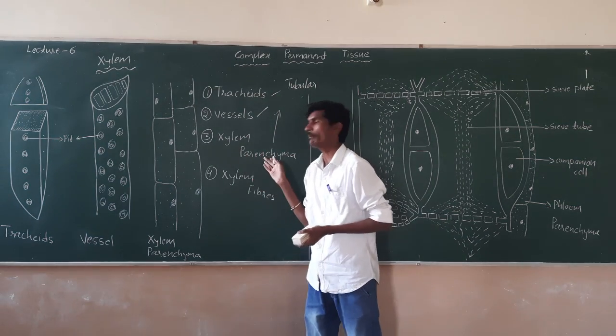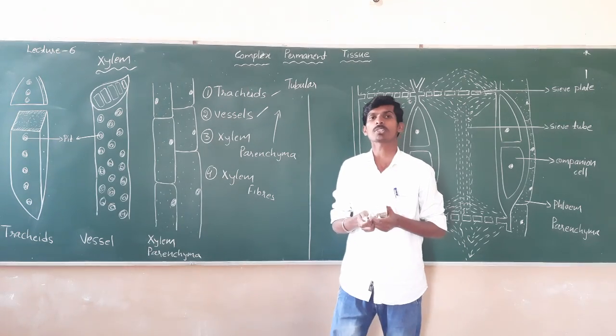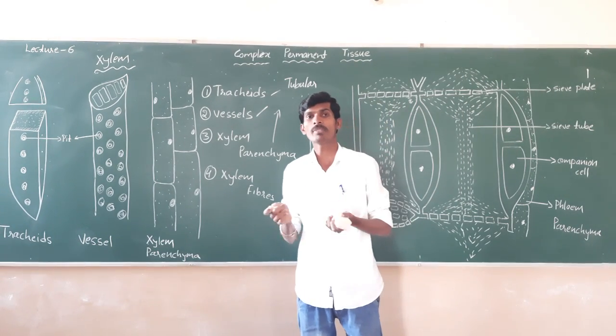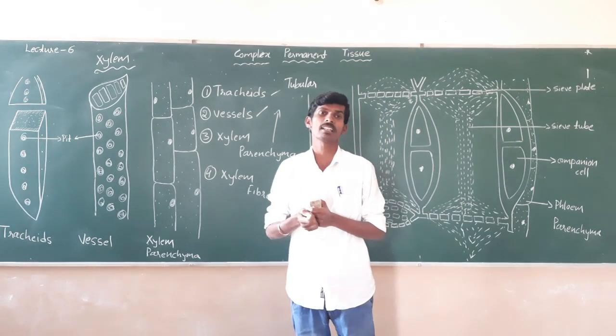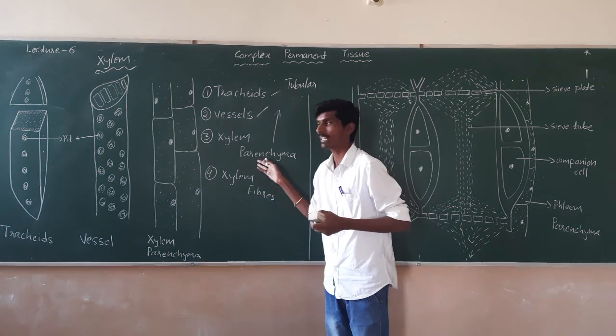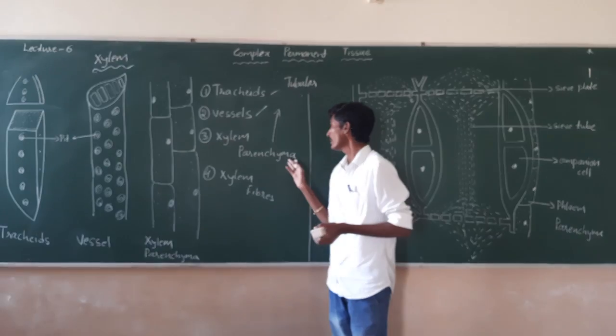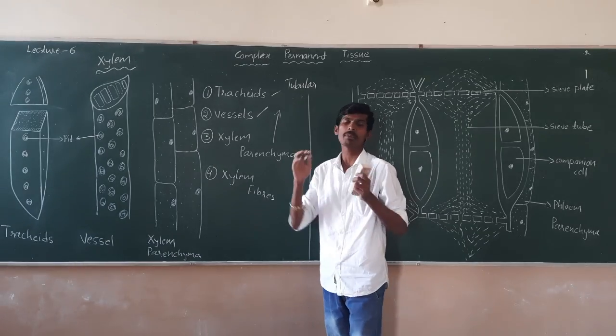Next, the xylem parenchyma. It stores food and helps in conduction to the neighboring cells. The xylem parenchyma stores. You already know that the function of the parenchyma is storage.